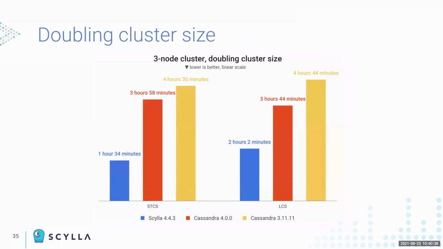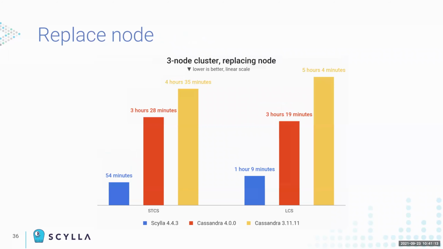Can you go to the next slide? So the proportions of the bars are pretty similar here. The difference is just a little bit smaller. To double the cluster size, Scylla needs about 44% of Cassandra 4's time when using STCS strategy, and about 54% when using LCS strategy. Again, zero-copy streaming helps. As we can see on the bars, it visibly helps, but it's not nearly enough to catch up to Scylla.